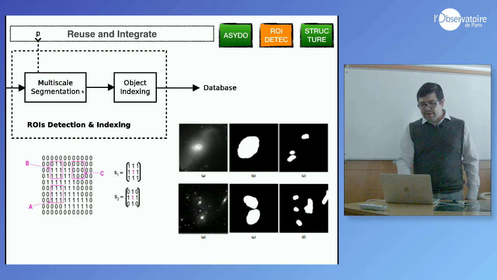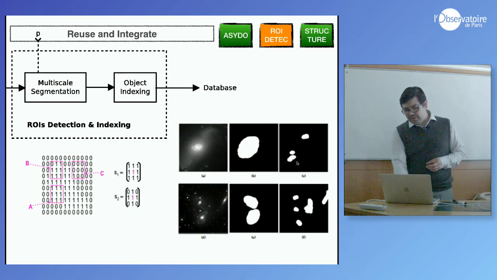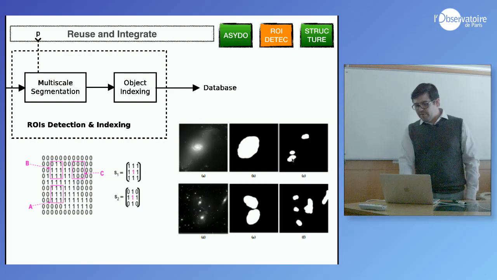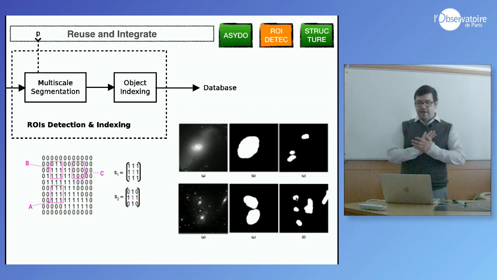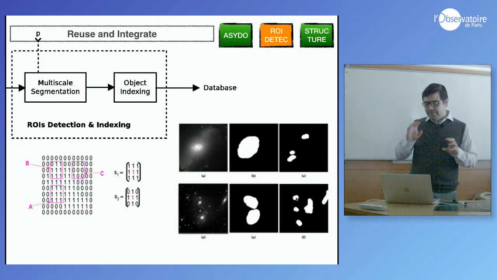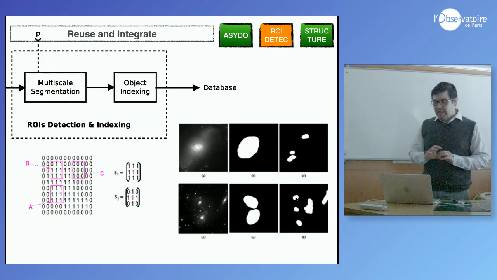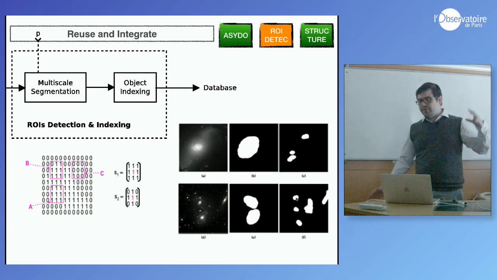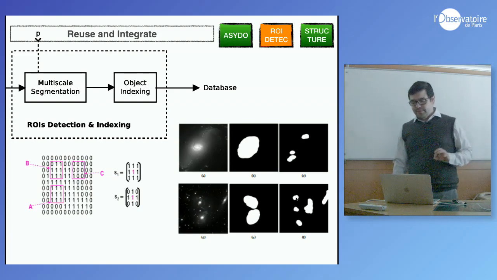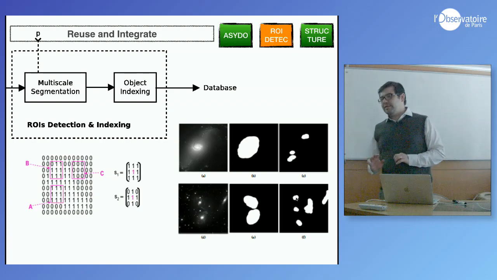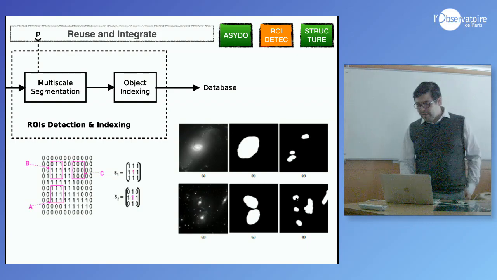And with that, we make an object indexing. So we pick each object and try to see if this object is in the same pixels as the larger one. And if it's in the same pixel as the larger one, we say that it's the same object. If not, then it's a different object. And this way, we can have different sizes, different scales, and a connected version of this detection at different levels. And this allows you to go inside and see how it works.